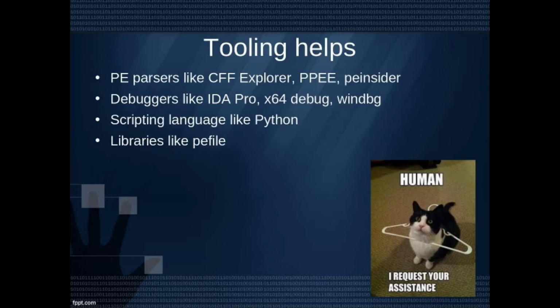When we want to figure out what the code actually does when we're reverse engineering it, we're going to need debuggers like IDA Pro, which is a commercial one, which I'm using. x64dbg and WinDbg, these are both free and incredibly powerful tools. For quick prototyping, we're going to be using scripting languages like Python, and Python specifically has a library called pefile.